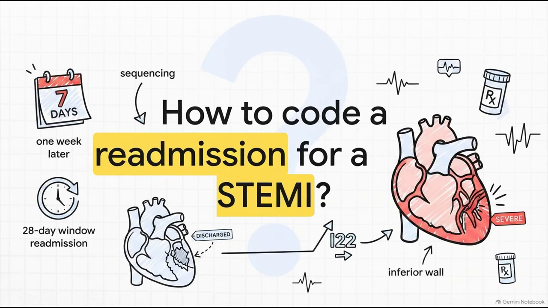Let's move to case B. This time, our patient with an anterolateral STEMI is discharged, but they return just 1 week later, still within that 28-day window, with severe chest pain that's diagnosed as a brand new inferior wall STEMI. What happens to our sequencing now that it's a readmission?